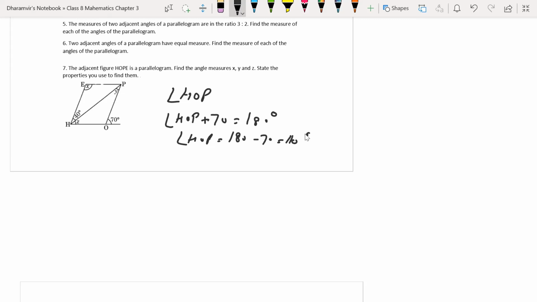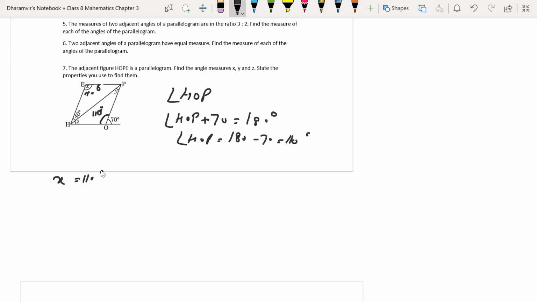So which angle is 110 degrees? This angle at O is 110, and according to the property of the parallelogram, opposite angles are equal, hence this x is also 110 degrees. So here the value of x is 110 degrees because of the opposite angles property.